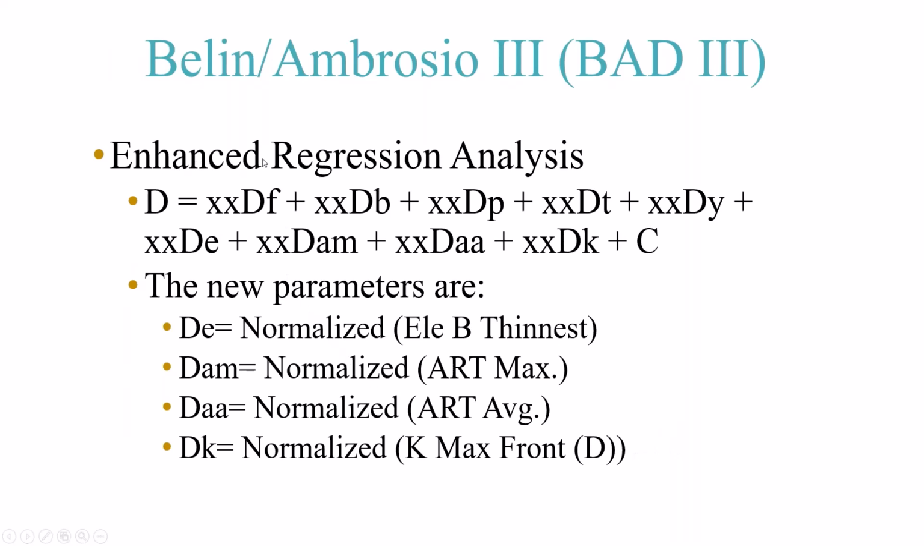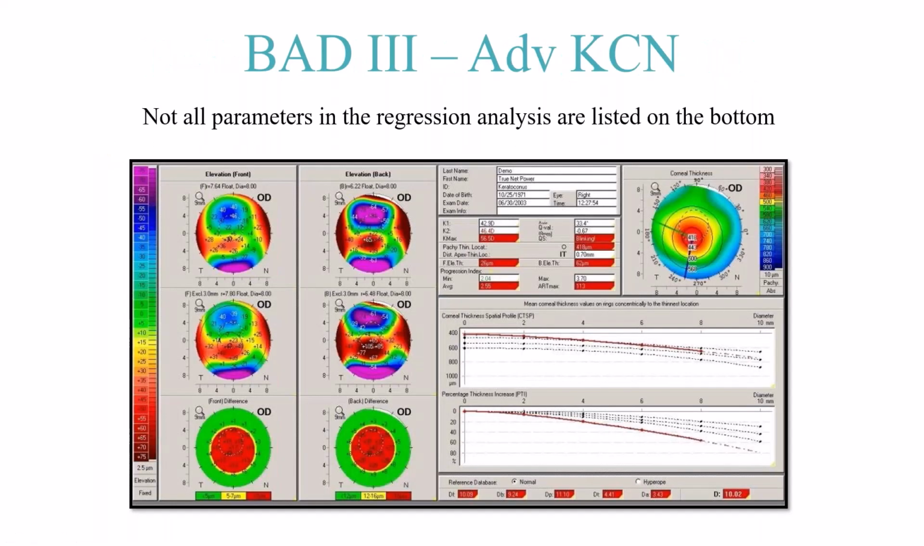And this is not, but this is, what the regression analysis looks like. And again, that's proprietary to Oculus and to the BAD. So this is the BAD 3 on advanced keratoconus. Obviously, you can see here, everything is abnormal. You'll also notice that the DY is no longer here.